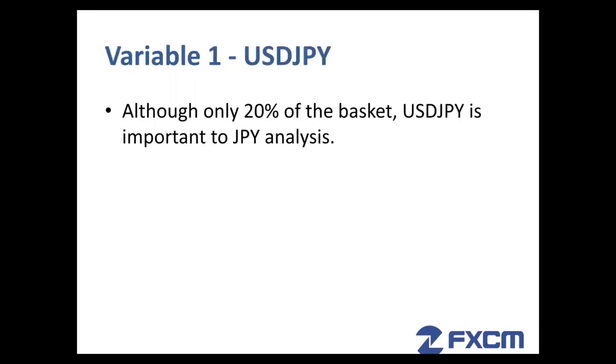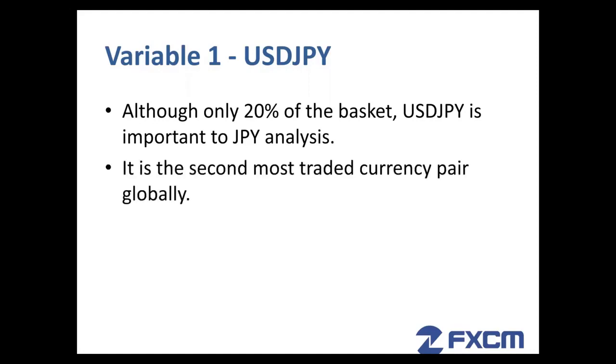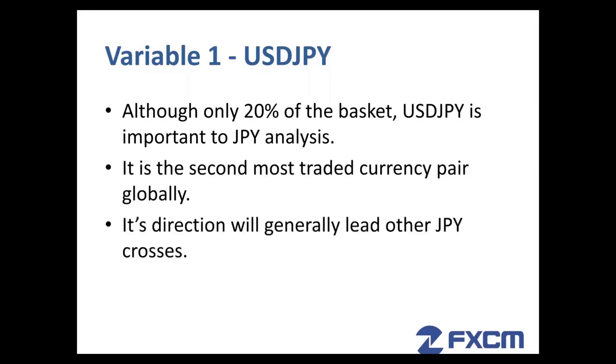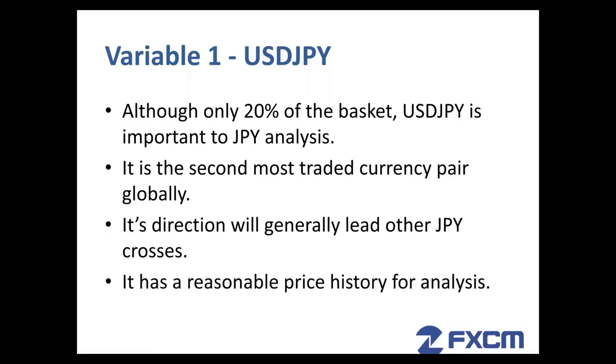Now, there are effectively 3 variables we're going to look at in this presentation when looking to trade the Japanese yen. And the first variable is the US dollar Japanese yen. Although it's only 20% of the basket, the US dollar Japanese yen is important to general Japanese yen analysis. This is because it is the second most traded currency pair in the world. So its direction generally leads the other JPY crosses. Also importantly, it has a decent price history for analysis.